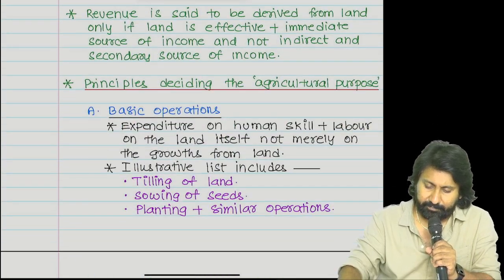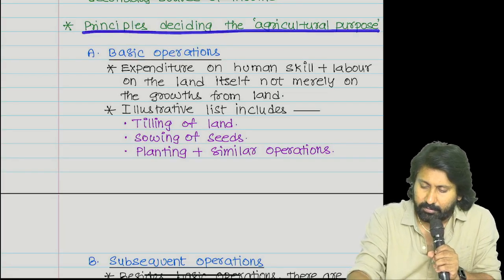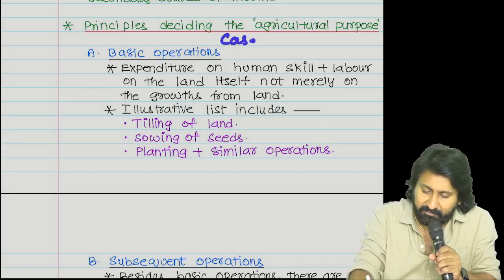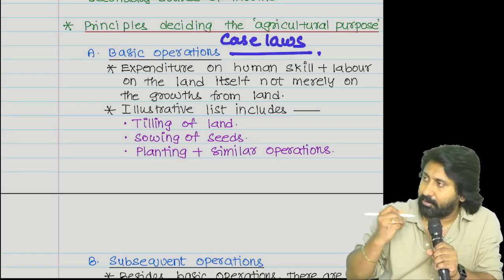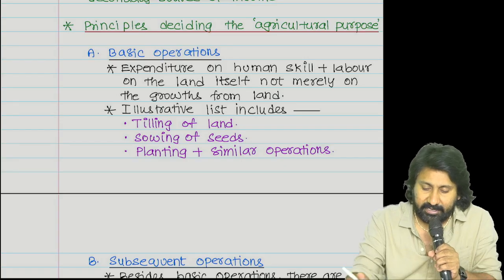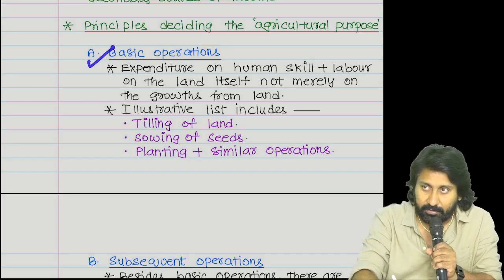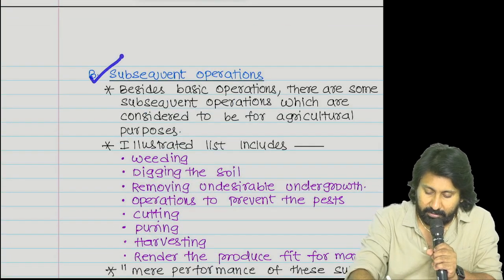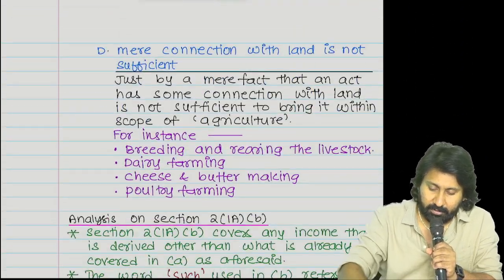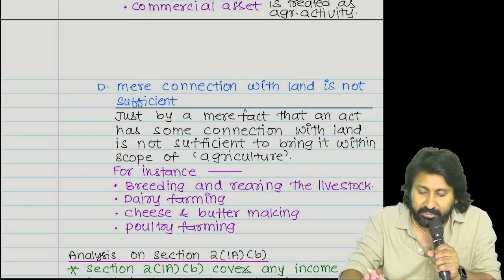Please see here. Principles deciding agricultural purpose. These are all from the basis of case laws. Let's understand. I call something an agricultural purpose if 4 conditions are satisfied: A, B, C, D. These 4 things we need to understand.